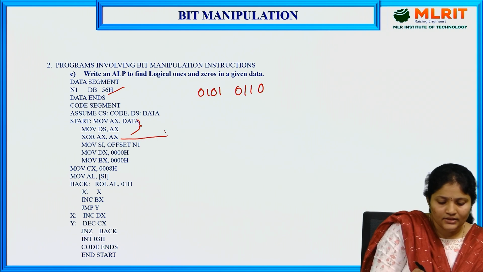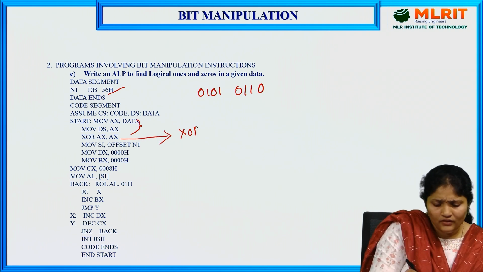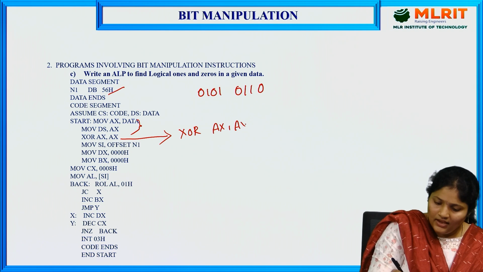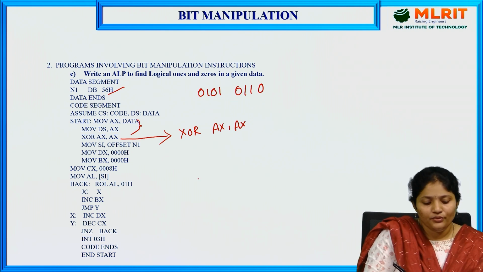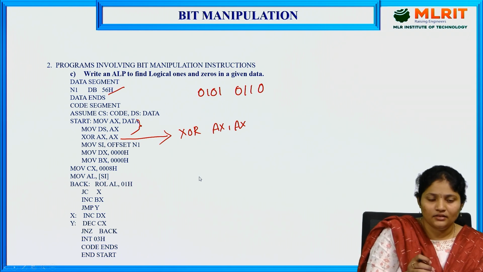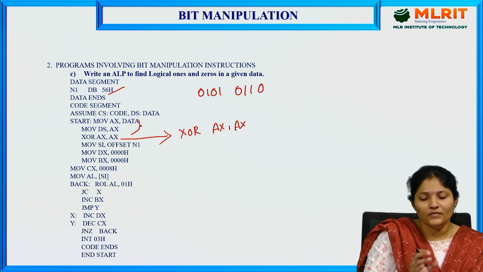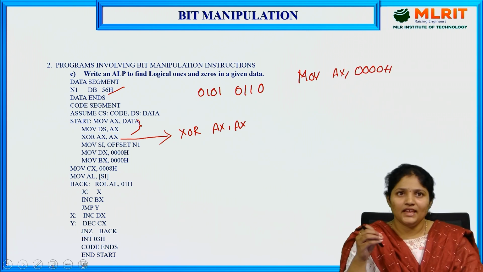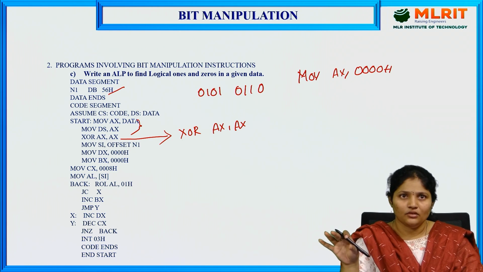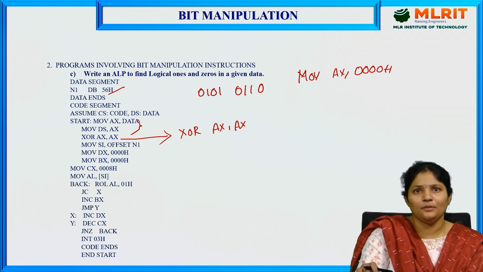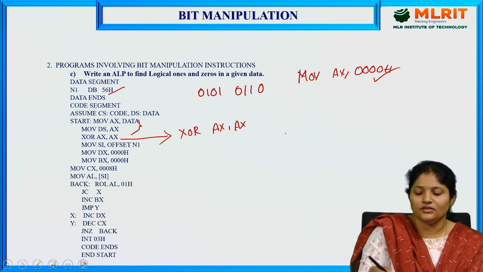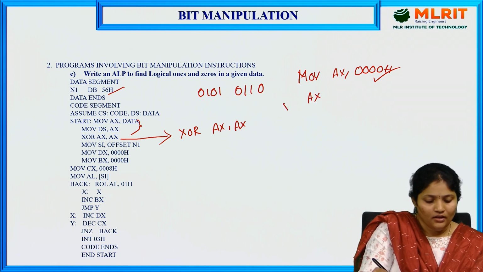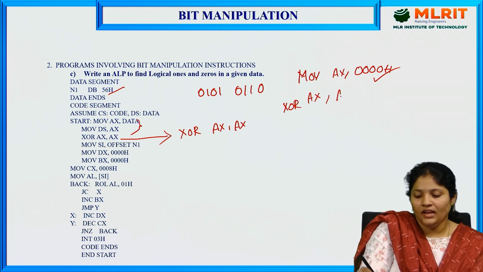Now coming to the XOR operation. Why are we performing XOR with the AX register and AX again? There are two instructions to erase the data or to set AX to 0. How? I can write MOV AX, 0000H to initialize the AX register with zero values. To empty the register, you can directly write this instruction. Instead of this instruction, you can write an XOR operation between AX and AX.